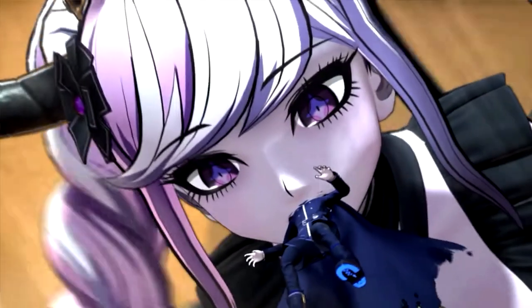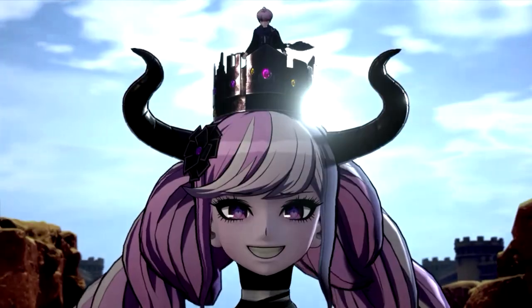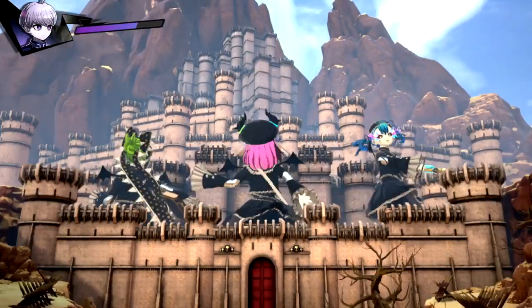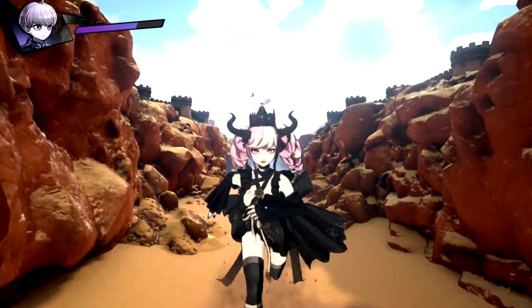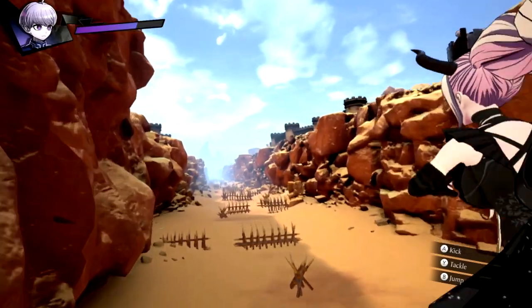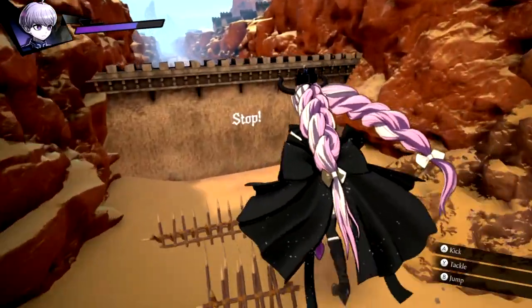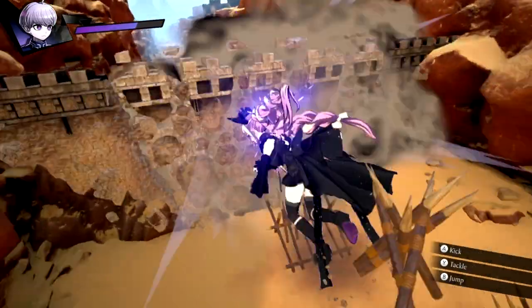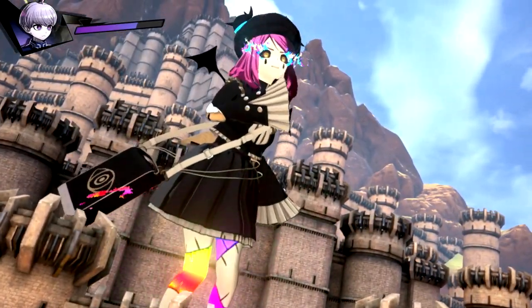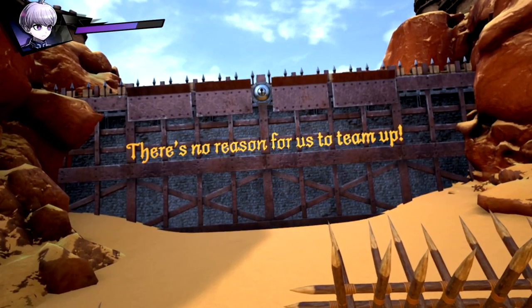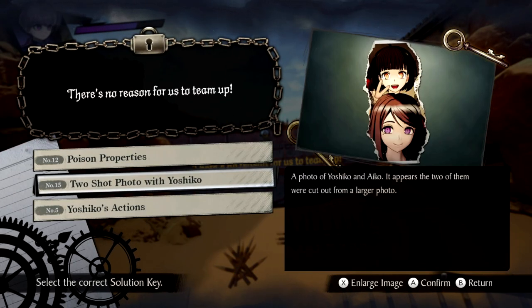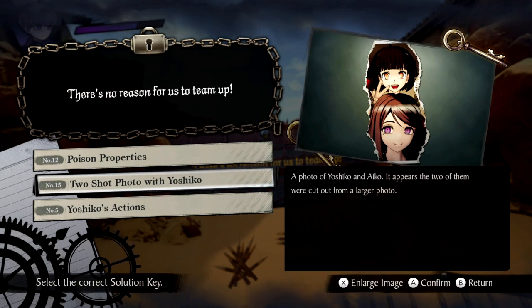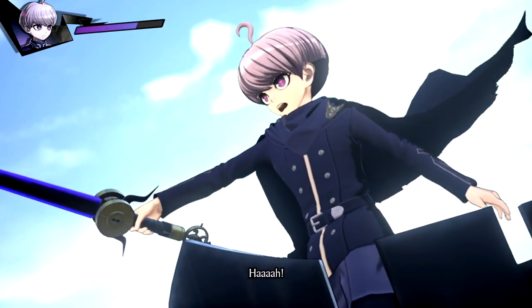You know, you could just put me on your head to start. God Shinigami. Let's do this, Master! Photo of Yoshiko and Aiko. It appears the two of them were cut out from a larger photo. You're wrong! Huh? Come on!